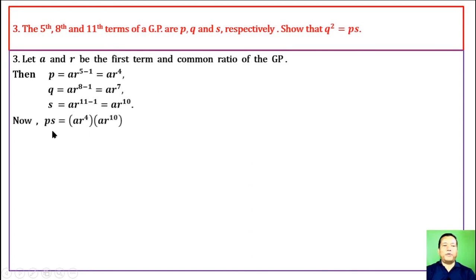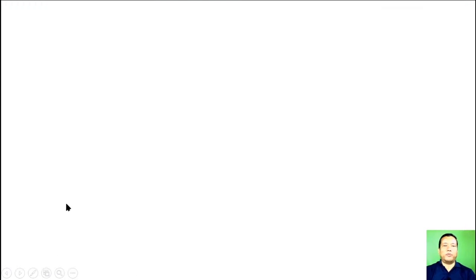Now the product of p and s, put their respective values. p is already equal to a r to the power 4. s is already equal to a times r to the power 10. Their product gives a square r to the power 14. Taking out 2, we get (a r to the power 7) whole square. a r to the power 7 is already equal to q. It is replaced by q. We get q square equal to ps. Hence proved.